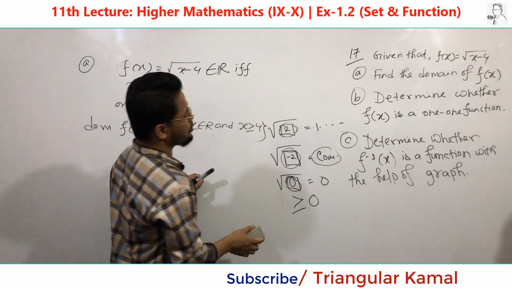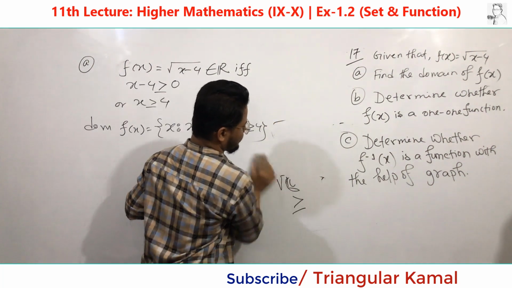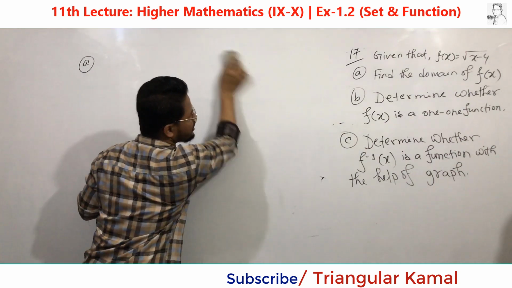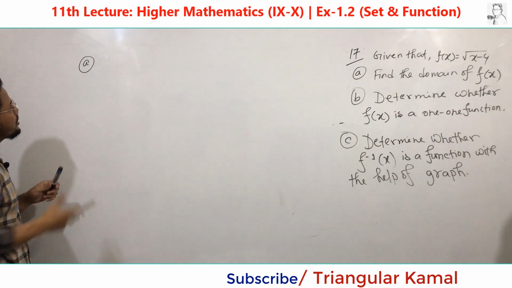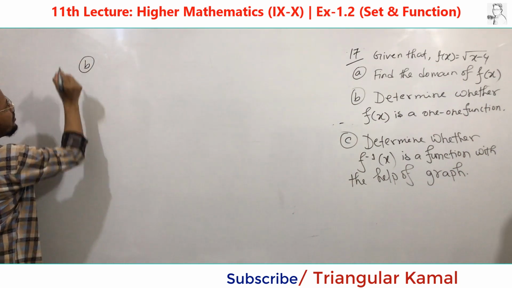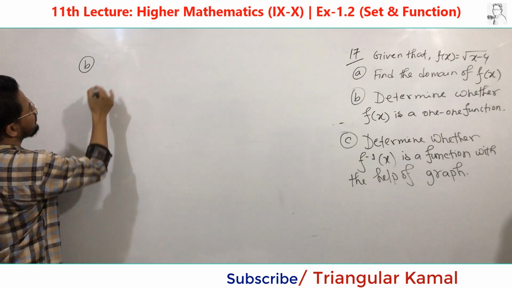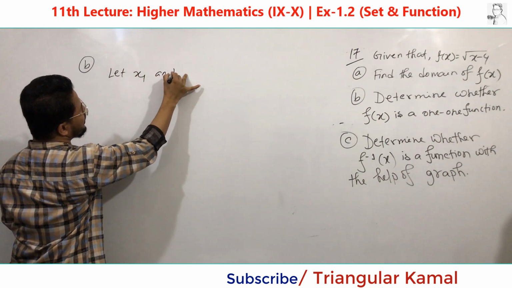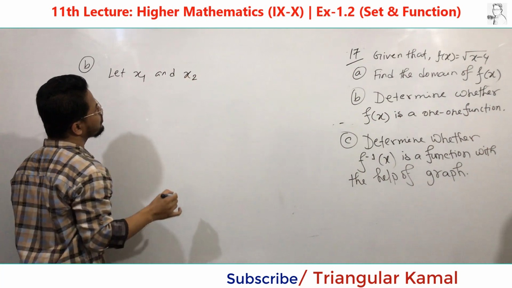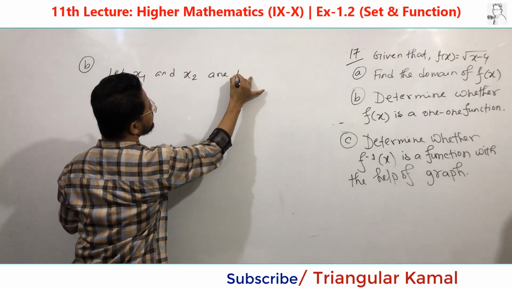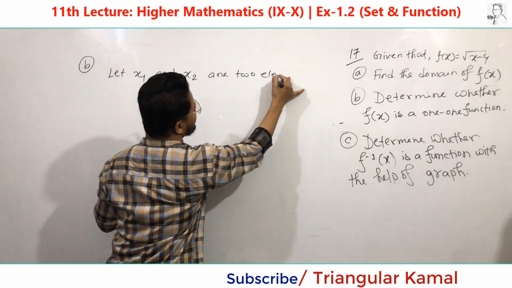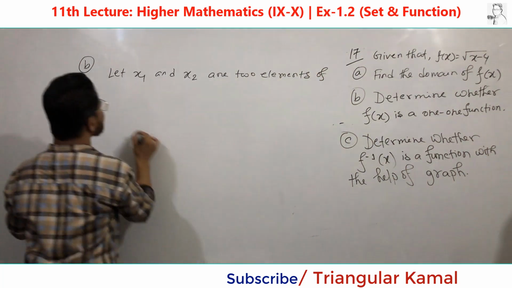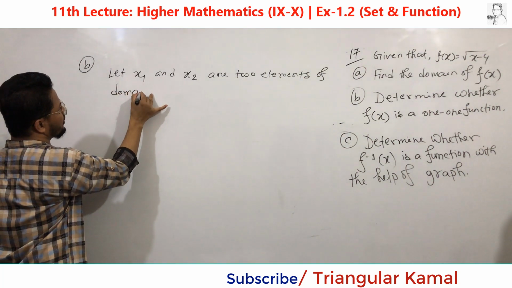Now we'll do the second question, one-one function. Number B. Already we have done these types of questions in our previous content. One-one function. So let x1 and x2 be two elements of the domain.